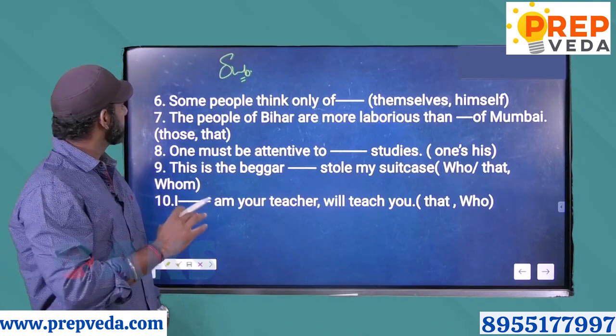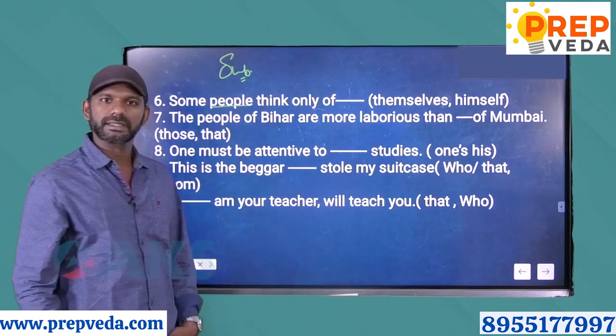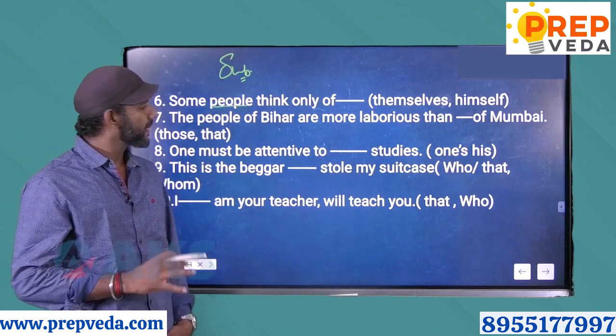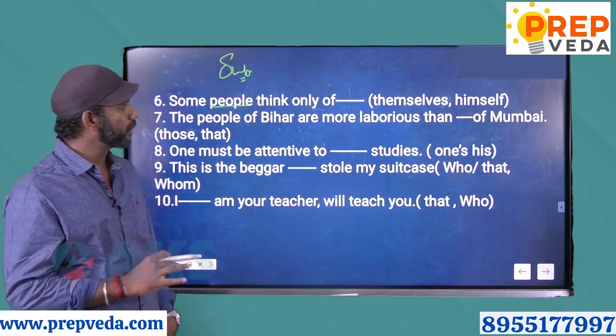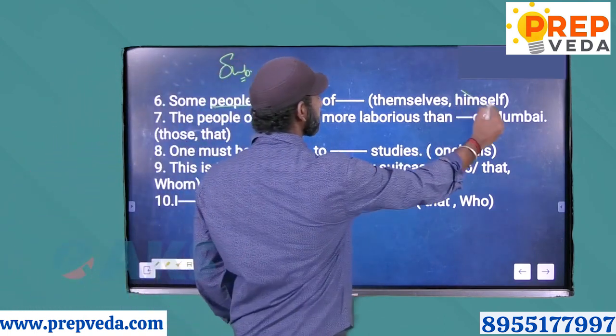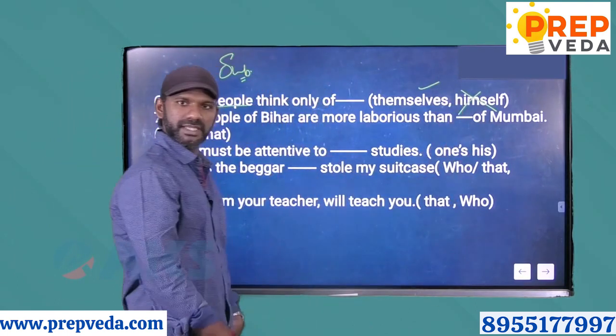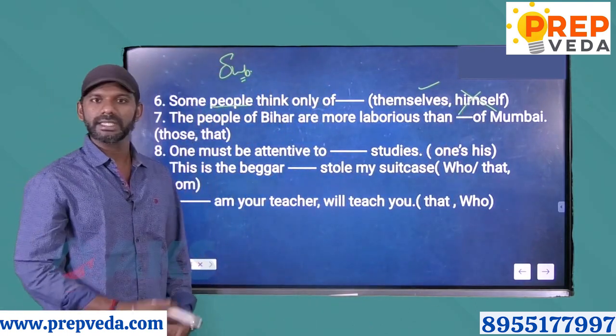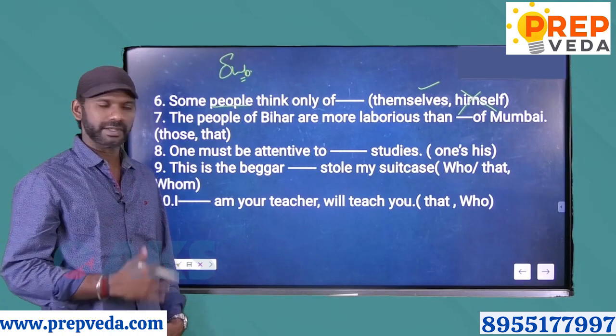That's a rule, right? Some people, in the sense, the subject of this sentence is plural. So verb and the pronoun must also be plural. Based on that, himself is eliminated. It must be themselves. Some people think only of themselves.